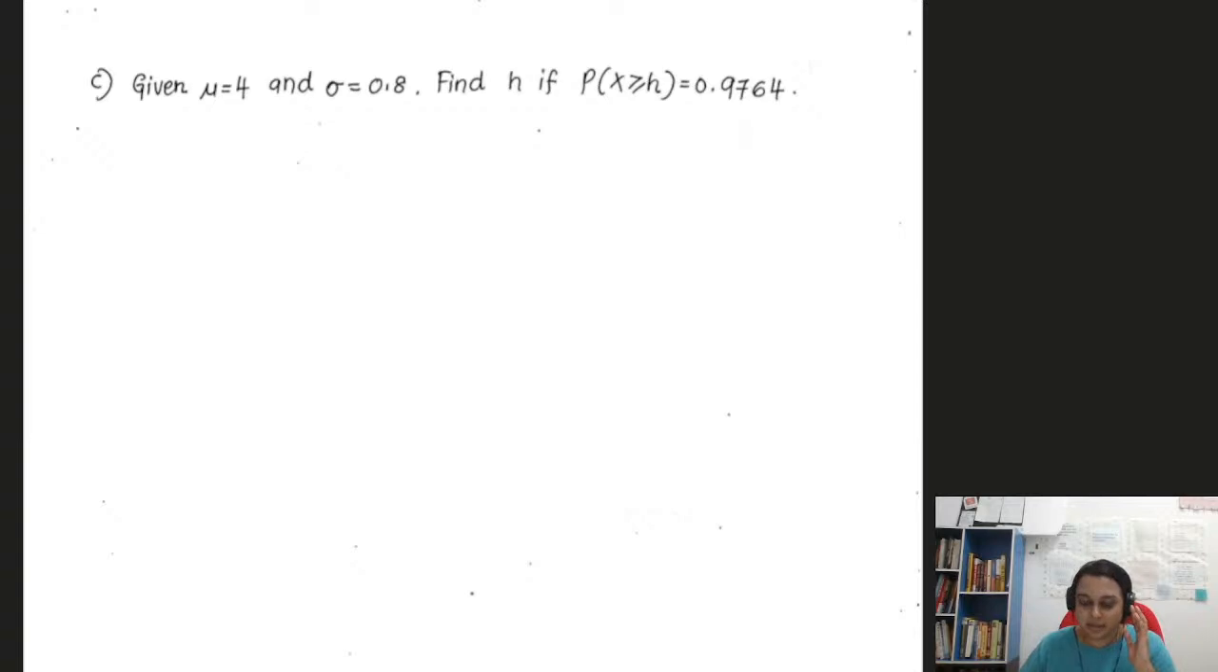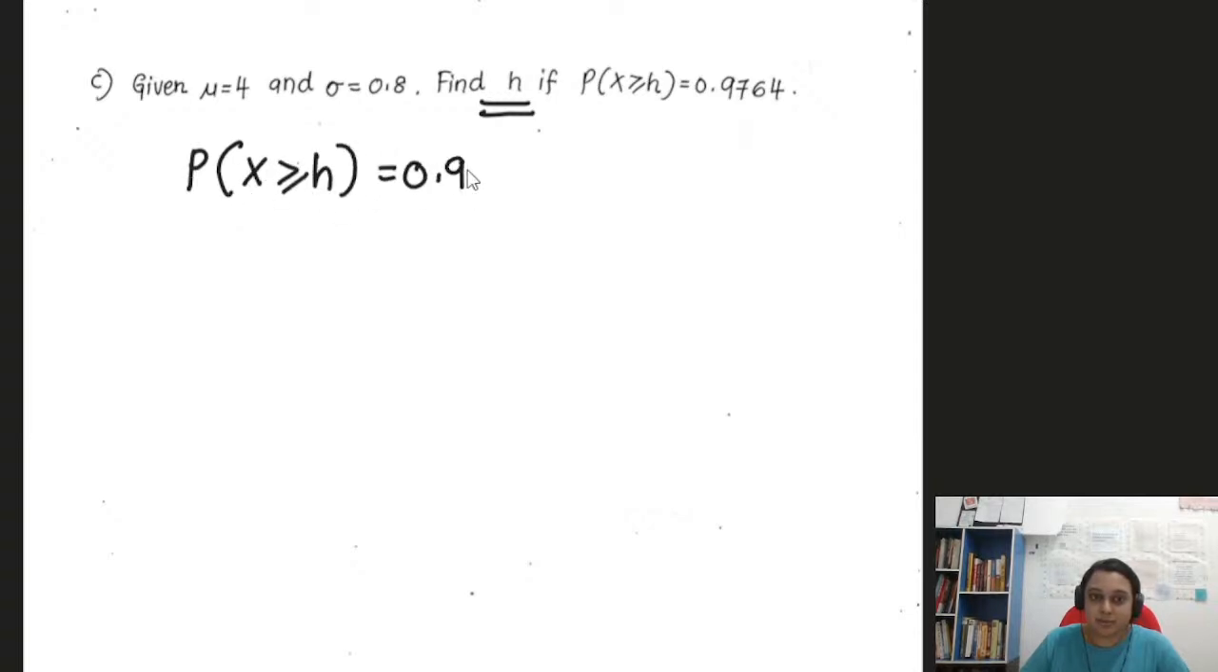Okay, diberi, here you are given your mean is 4, standard deviation 0.8. Okay, cari H. Find the H. Jika, if X lebih besar daripada H sama dengan 0.9764. Okay, see here. Ni ialah X. If X means, memang you cannot solve, tak boleh solve.